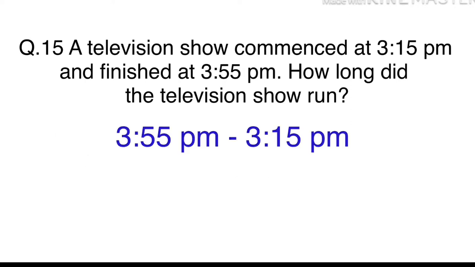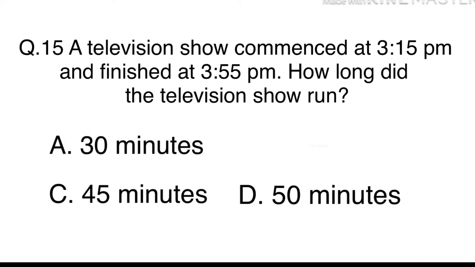The time difference of 3:55 p.m. minus 3:15 p.m. Take 55 away from 15, which leaves us with 40. This means the show went on for 40 minutes. The answer is B, 40 minutes.